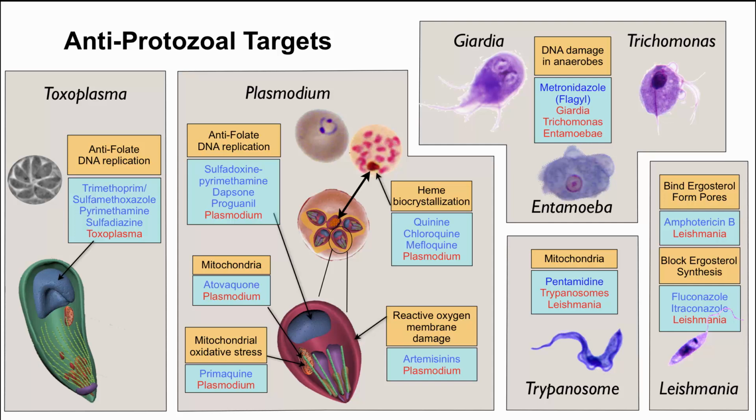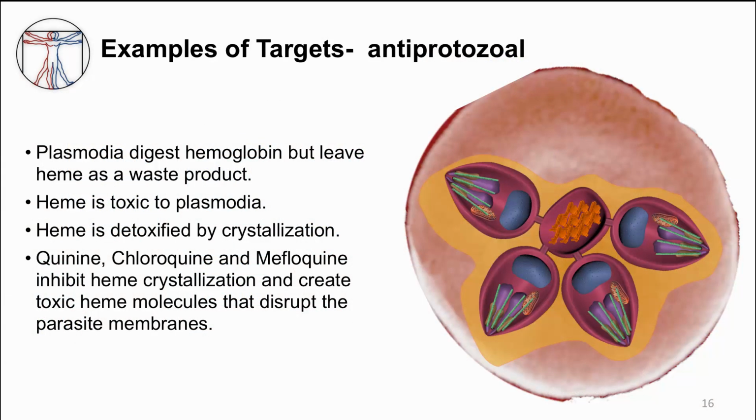For some protozoa, targets have been found that are specific to their life cycle within one of our cells. This is the case for many of the medications to treat malaria. An example of drugs that target malaria when they invade our red blood cells is quinine, chloroquine, and mefloquine. When Plasmodia invade red blood cells, they live inside a vacuole, and their main food is hemoglobin. Digestion of hemoglobin leaves heme.